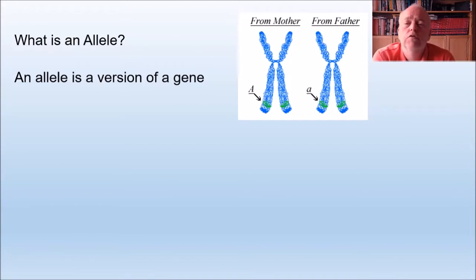I've got two pictures here at the right of the screen looking at chromosomes from mother and father. We can see we've got different alleles on the chromosome from mum compared to the allele on the chromosome from dad. So even though it's a gene for a particular characteristic, it has a different version.